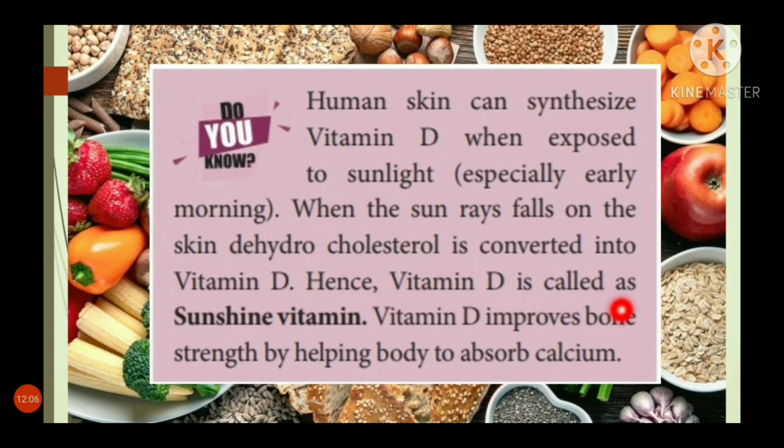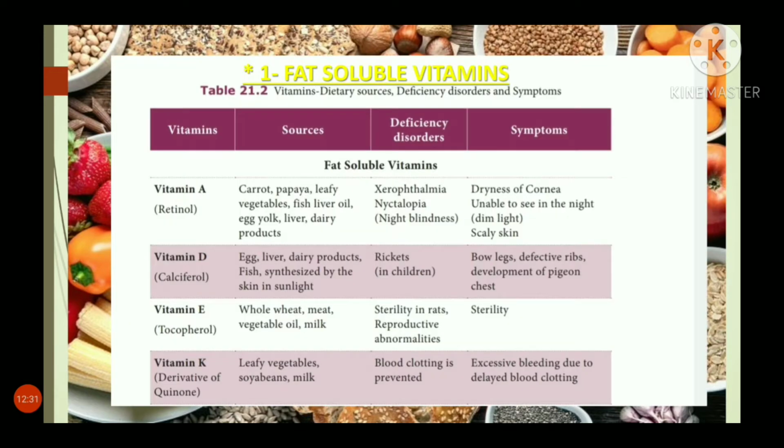Vitamin D improves bone strength by helping the body to absorb calcium. So, vitamin D is coming from sunlight for our body, which we have to take especially early morning. Then, it helps to absorb calcium, which improves our bone strength.